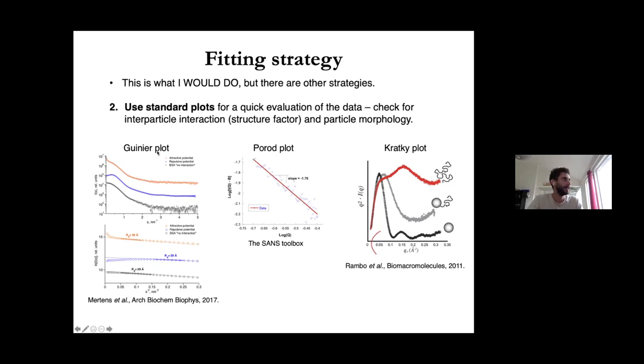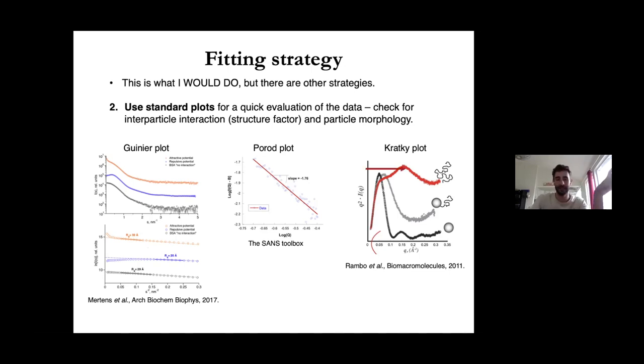about the shape. An Engelman plot, as I mentioned before, is good to, for example, determine if we have some structure factor contribution in our system. And as you can see, if there is no interaction, it's perfectly linear at low Q. If we have some repulsive potential, there's going to be a drop in the intensity. If we have some attractive potential, there's going to be an increase in intensity. So we can use this to quickly evaluate the presence of this type of interactions.